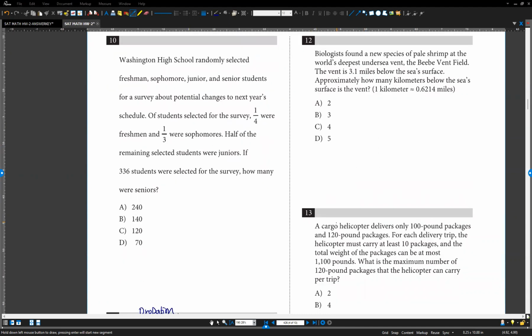All right, number 12. Biologists found a new species of barrel shrimp at the world's deepest undersea trench. The name of this trench is the Mariana Trench. The trench is 3.1 miles below the surface. This is the surface of the Earth, going down over here, right? 3.1 miles.